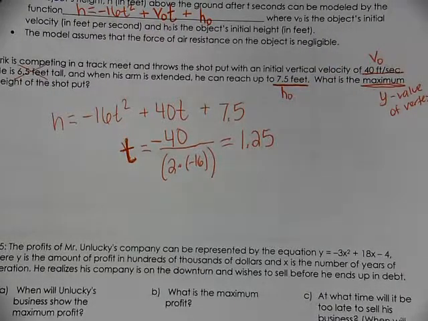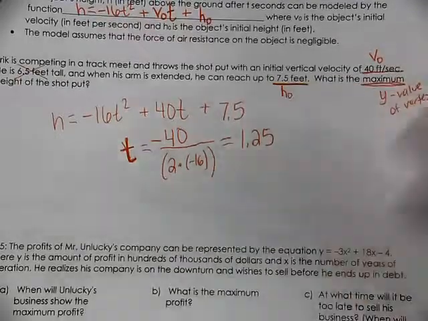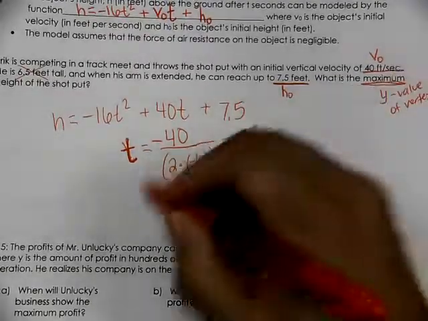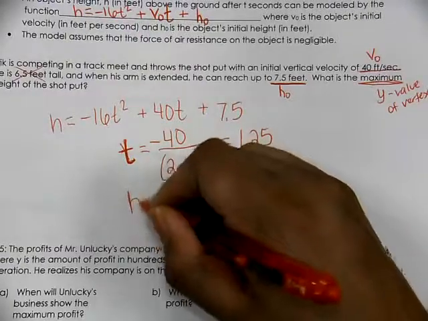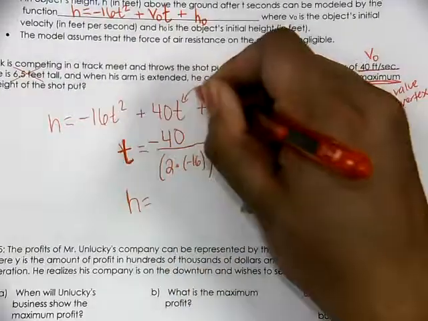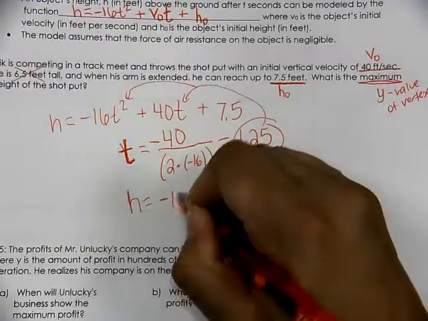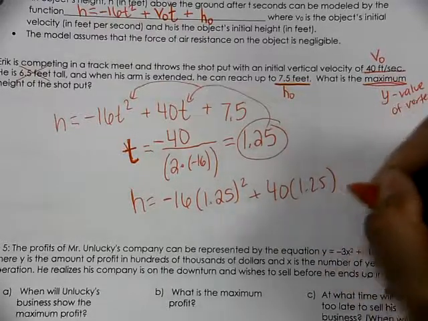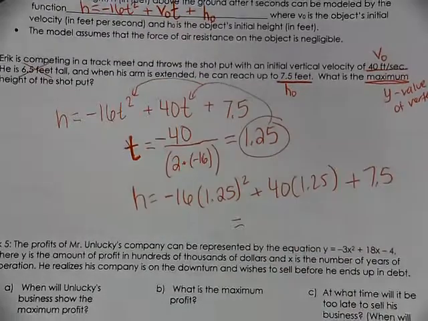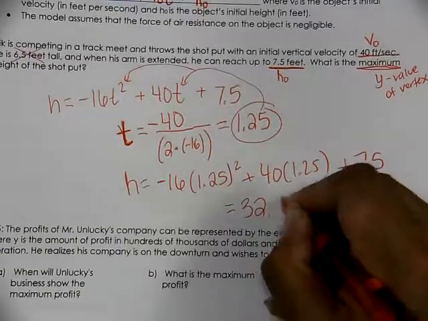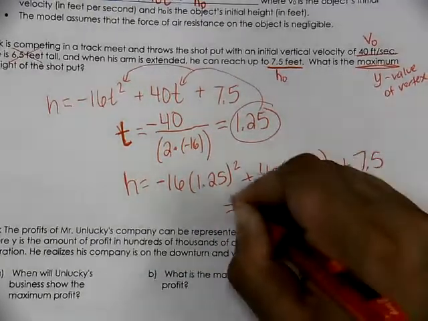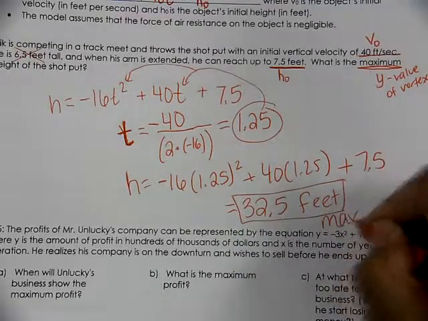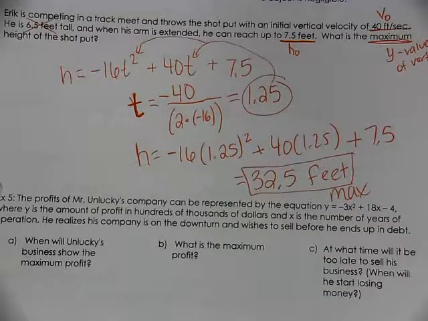So that means that 1.25 seconds after he throws his shot put, it reaches the highest point it's going to go. And then it starts coming back down, and then you could figure out when it comes back down, but we're not going to do that right now. We're just figuring out what is that maximum value. So we're plugging in this 1.25 for each of your t's. So negative 16 times 1.25 squared, plus 40 times 1.25, plus 7.5. That comes out to 32.5. And you would put feet for the final answer there, because that's the highest point that the shot put goes before it starts coming back down.